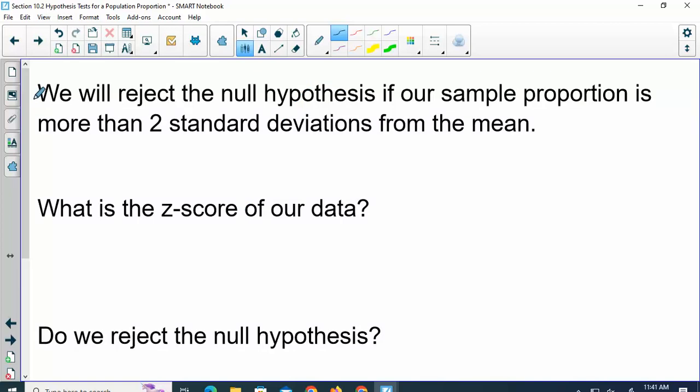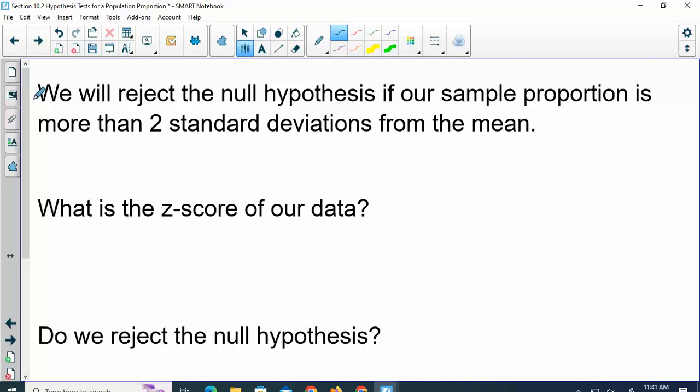In general, it depends on the problem, but we typically reject if it's more than 2 standard deviations, because we know 95% of the data is within 2 standard deviations, right? That's 5% left over. So 2.5% above or below. But 2.5 is considered unusual because it's less than 5. So if you're more than 2 standard deviations, we would say it's probably not likely.